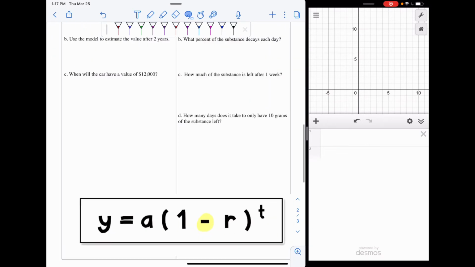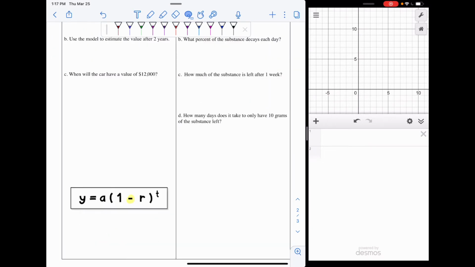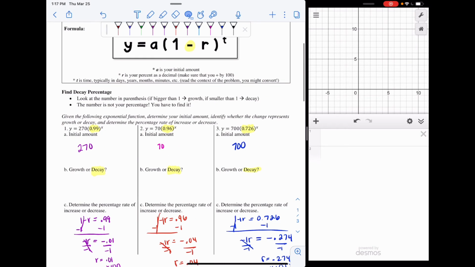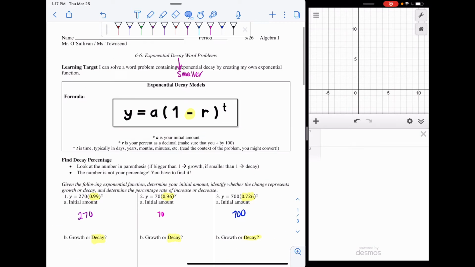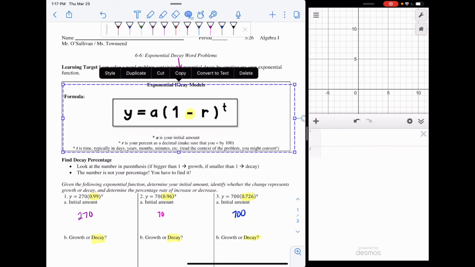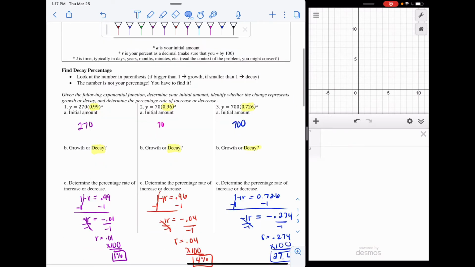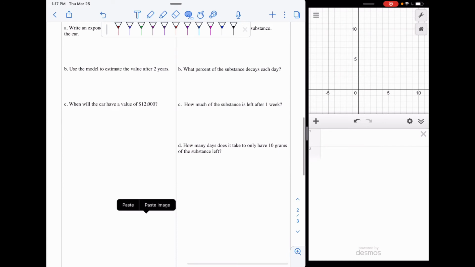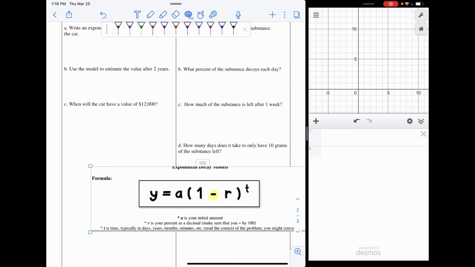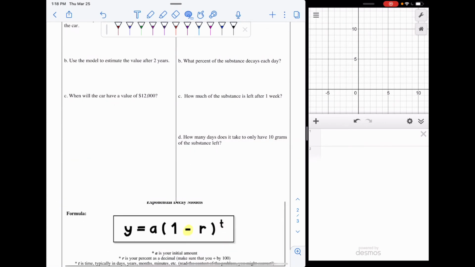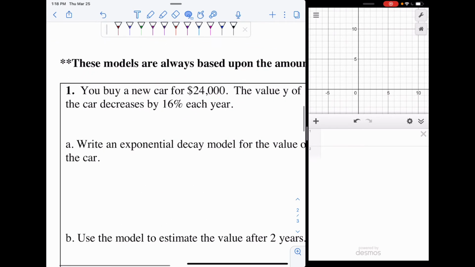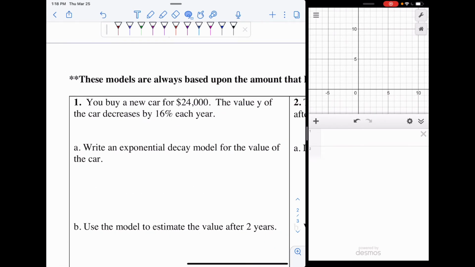So I know the A is my initial amount, the R is my percentage as a decimal, and I have to divide by 100, and T is time. And I have to be very careful because I might have to do a conversion. So let's look at our first example. You buy a new car for $24,000. The value Y of the car decreases by 16% each year.